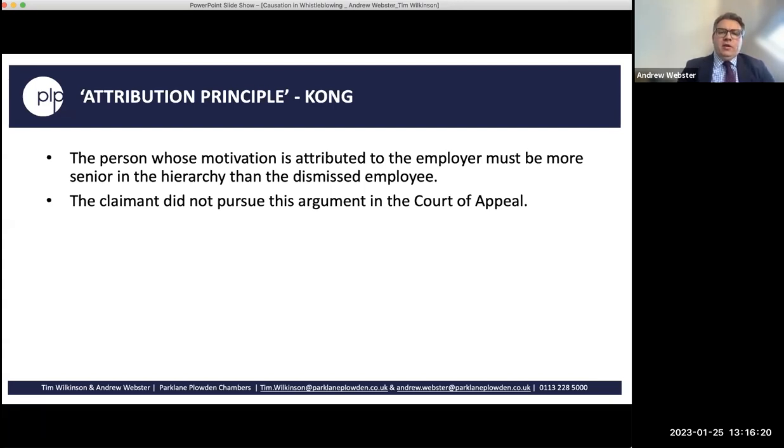Given the multiple bases upon which the EAT found that the test wasn't met, it's perhaps not surprising that the claimant didn't go on to take that point to the Court of Appeal and instead only took the point which Tim has already covered.